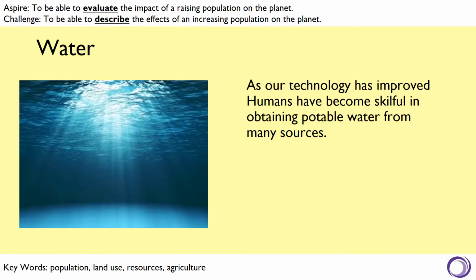Now for water, our technology has improved over time, and that means that humans have now become skillful in obtaining potable water from many sources, whereas traditionally it would have only come from freshwater sources such as rivers and streams and lakes. Now we can obtain potable water, which means safe to drink, from salt water and even wastewater supplies, because our technology and knowledge has improved to the point that we know how to treat that water to make it safe.